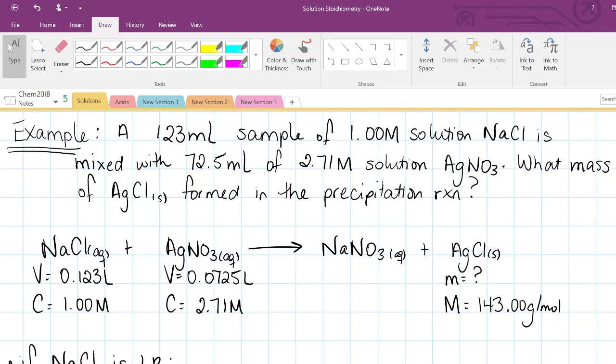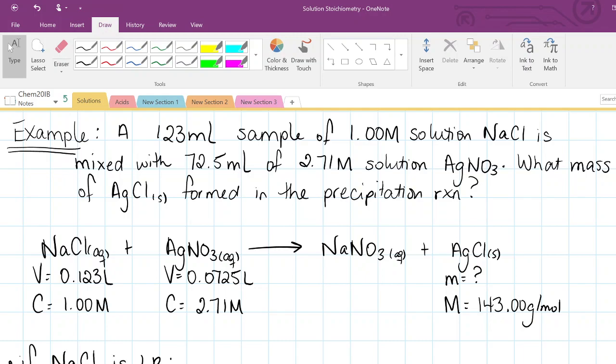Now, the next thing I'm going to do, once I've written my balanced chemical reaction, is write down the quantitative data they gave me right away. NaCl, 123 milliliters, so 0.123 liters. Because I'm working with solutions, I'll generally want these in liters, so I just right away put it into liters. They tell me that it's 1.00 molar solution, so concentration is 1.00 molar. And then they tell me it's mixed with 72.5 milliliters, write that down, of AgNO3, 0.0725 liters of 2.71 molar solution. So concentration is 2.71 moles per liter.